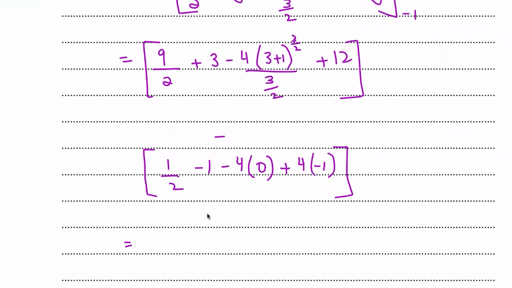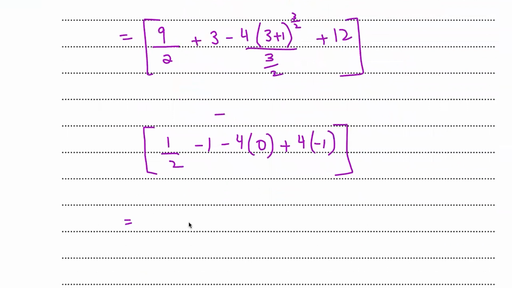Simplifying, subtracting these two values, we get 8 upon 3, and we multiply by pi for the final answer, so the final volume obtained is 8 pi upon 3.